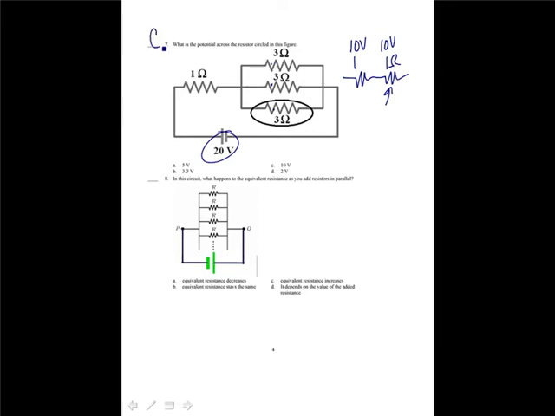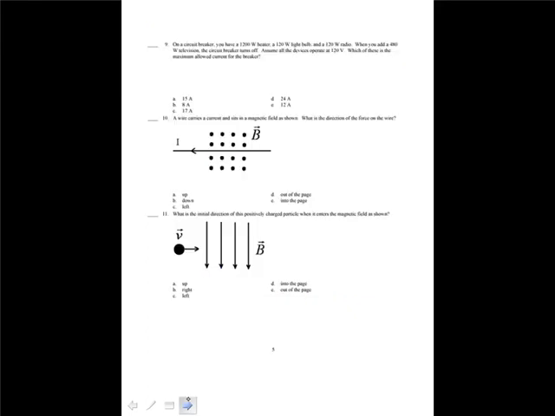In this circuit, what happens to the equivalent resistance as you add resistors in parallel? Let's see, the equivalent resistance decreases. That is correct. It does not stay the same. It does not increase. It doesn't depend on the value of the added resistance. The equivalent resistance decreases. On a circuit breaker, you have a 1200 watt heater, a 120 watt bulb, and a 120 watt radio. When you add a 480 watt television, the circuit breaker turns off. Assume all the devices operate at 120 volts.